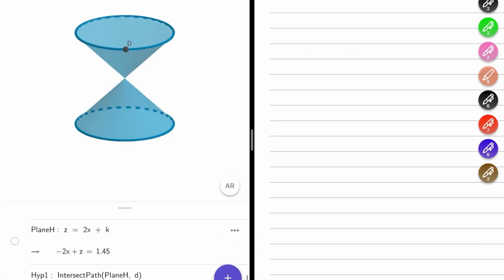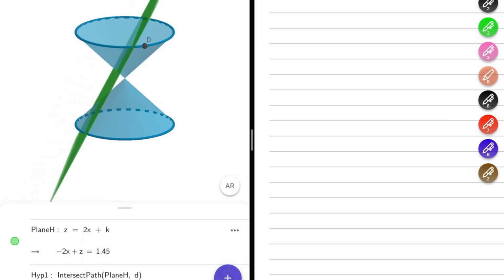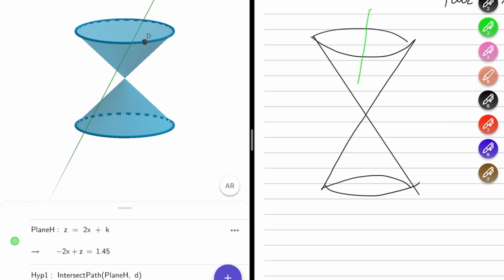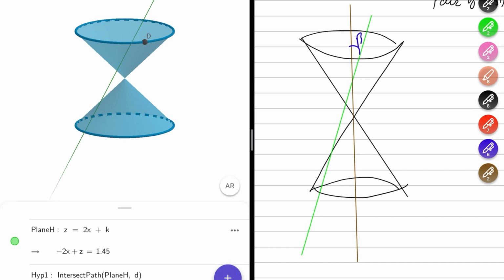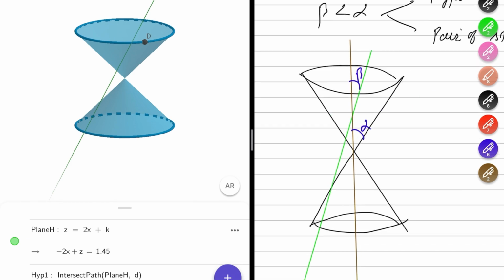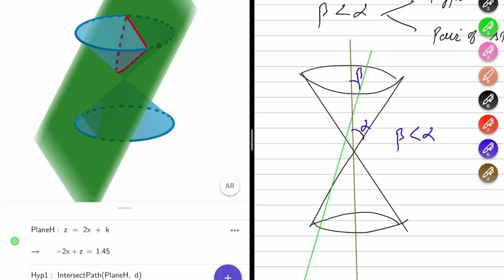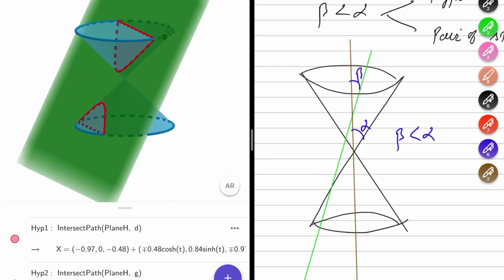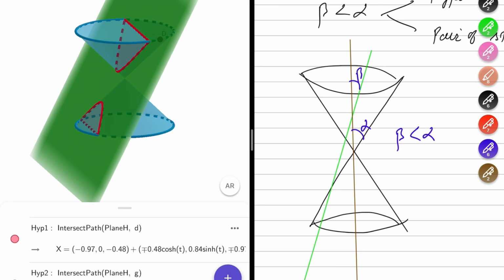Now this is a plane. So we observe that this is a plane which is cutting such that beta is less than alpha. So this is beta and this is alpha. We observe that beta is less than alpha. And what is the section? If you observe the section here, this is the section. These are two branches of a hyperbola. So the double cone is cut by one plane, and we get two branches of a hyperbola. Okay.